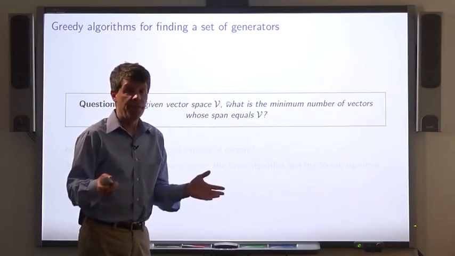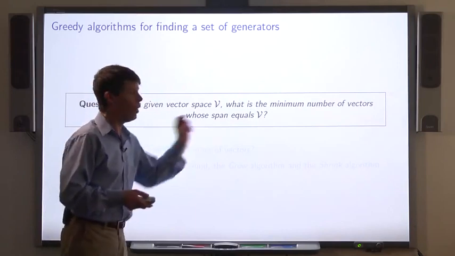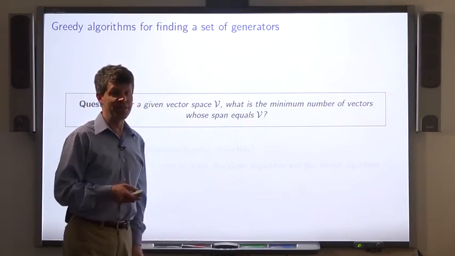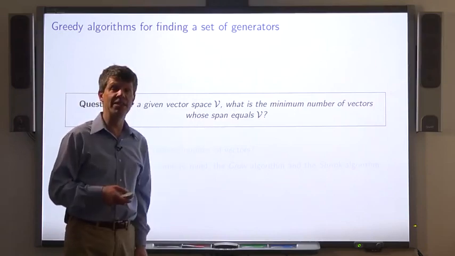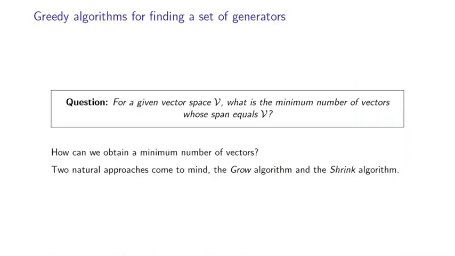So the first question that we're going to study is, for a given vector space, what is the minimum number of vectors whose span equals that vector space? What's the minimum size of a set of generators? Now, there are two natural algorithmic strategies that you might try to find a minimum size set of generators.